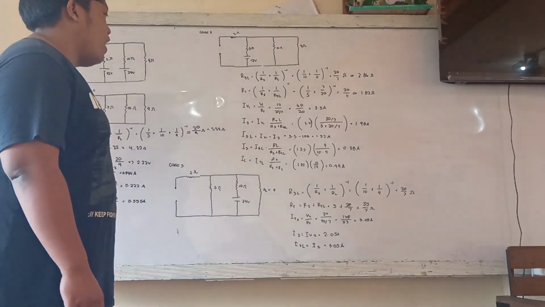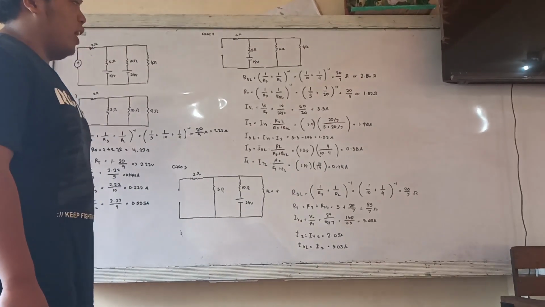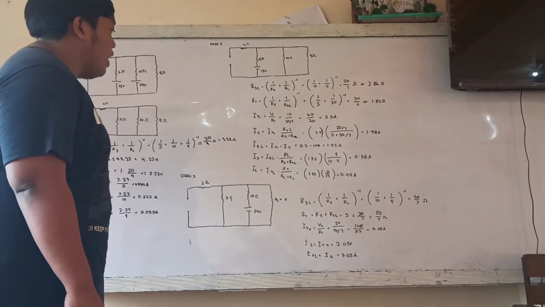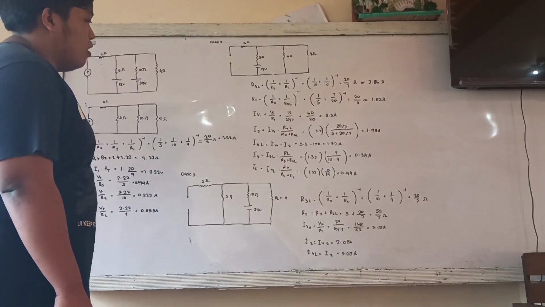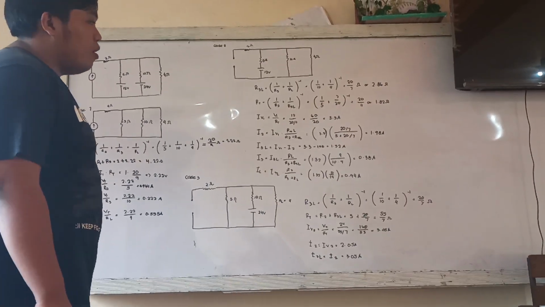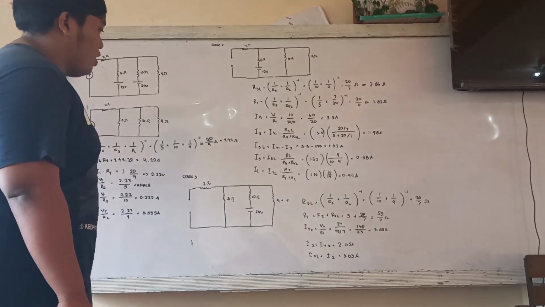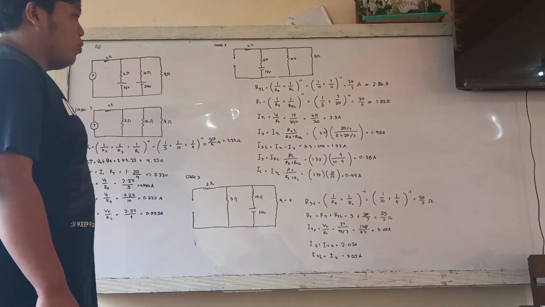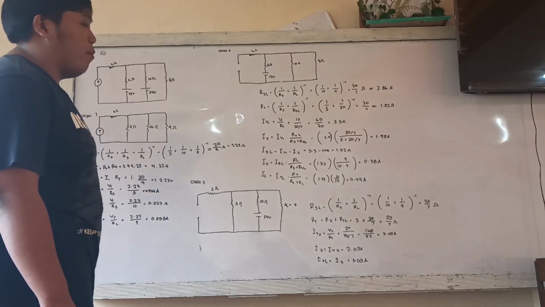For our I3L, we're going to use the formula I voltage 1 minus I2. Substituting, 3.3 minus 1.98 is equal to 1.32 amps. For I3 is equal to I3L multiplied by RL over R3 plus RL. Substituting, 1.32 multiplied by 4 over 10 plus 4 is equal to 0.38 amps. Same with the IL, we're going to use I3L multiplied by R3 over R3 plus RL, which is 1.32 multiplied by 10 over 14 is equal to 0.94 amps.